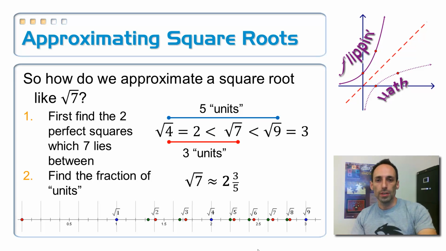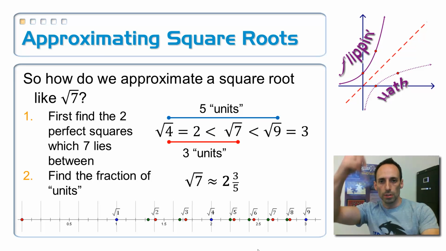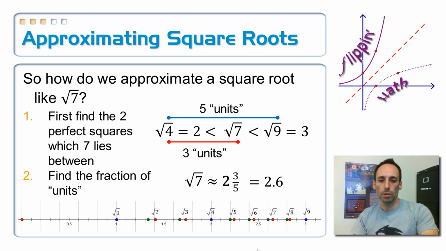If I'm going to write that as a decimal, do you know the trick for fifths to turn it into decimals? Just double the top number, so that's 2.6. And that's a pretty good approximation without having a calculator for the square root of 7. So let's try a couple more of these, all right? Yeah? Try a couple more.